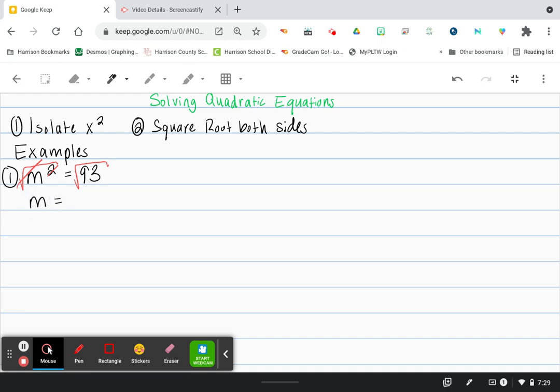Now, square root of 93 doesn't come out nice and even, so you probably just got out your calculator, and you can round here. So we get m equals 9.64, or m equals negative 9.64. Notice the answers are the same, just opposite signs. Way down the road, we'll get into stuff that's a little bit different.